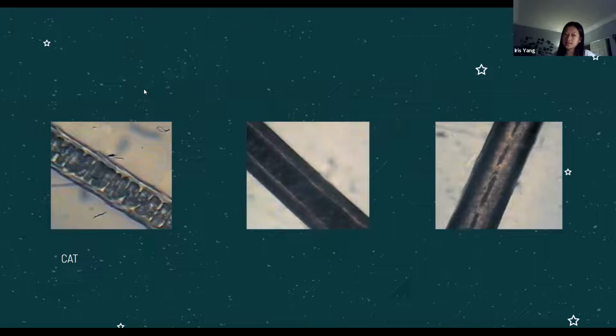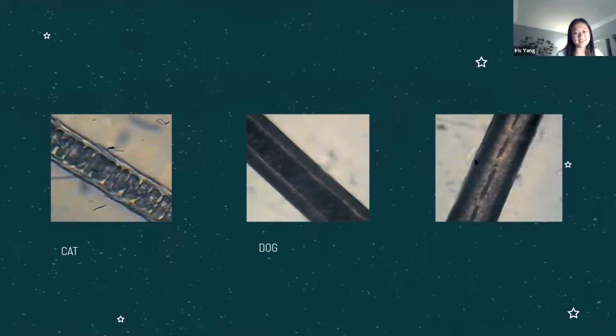Is the cortex the thickest layer? I think it depends on the animal, but sometimes it is. I'll look more into that too. Yes, the second one is dog hair. Give me a second. I need to write down all these questions so I can look at them later. Okay, dog hair. Last one.